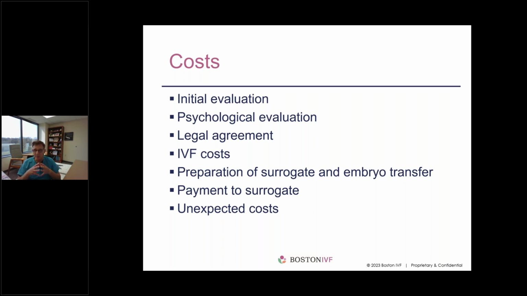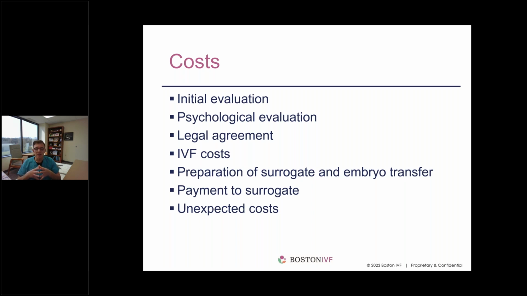She doesn't have high blood pressure that's going to put her at risk. She didn't have 3 or 4 C-sections before that's going to put her at risk. So initial evaluation is important. The psychological evaluation, they have to meet with the mental health provider. Usually the mental health provider will meet with the surrogate alone, will meet with the couple alone, and then will meet with both of them to explore any possible problem that could arise in the future.